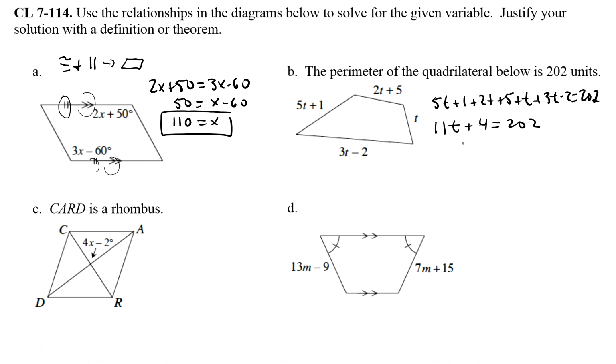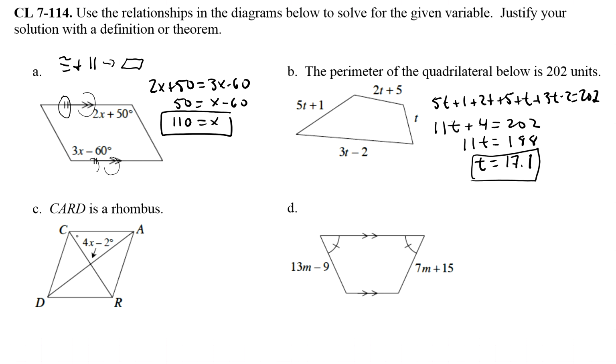So you subtract 4 and you get 11t equals 188. And then you take 188 divided by 11, and we get t equals 17.1. Alright, so that's what t is.